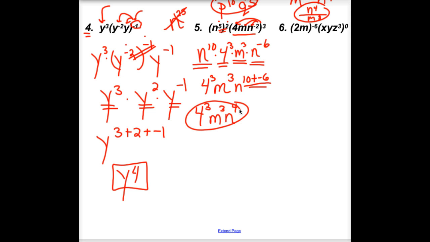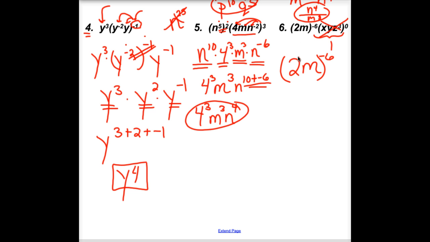Now number 6 looks like a mess and it's got all this stuff going on, but keep in mind our first property, anything to the 0 power is just 1. So that's really a 1 there. And I've got 2m in parentheses because it matters. Otherwise this 2 is just to the first power.